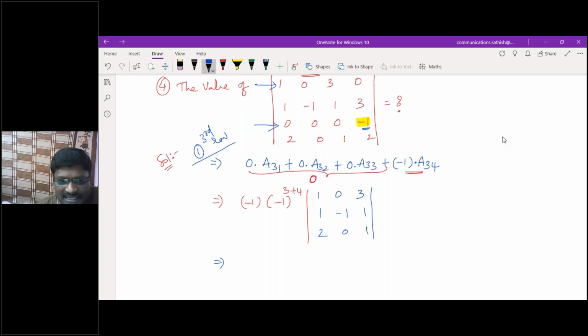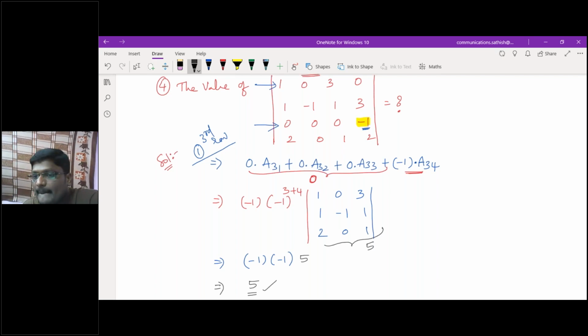Now what I will get is -1 whole power 3 plus 4, that is -1 whole power 7, which is -1, since 7 is an odd value. So -1 into -1 into the determinant of this matrix. Can you give me the answer for this? What is the determinant? 5. Yes, which is 5. So it is multiplied by 5. What is the final answer? Minus into minus is plus. The answer will be plus 5. Correct? Clear? Yes, sir.